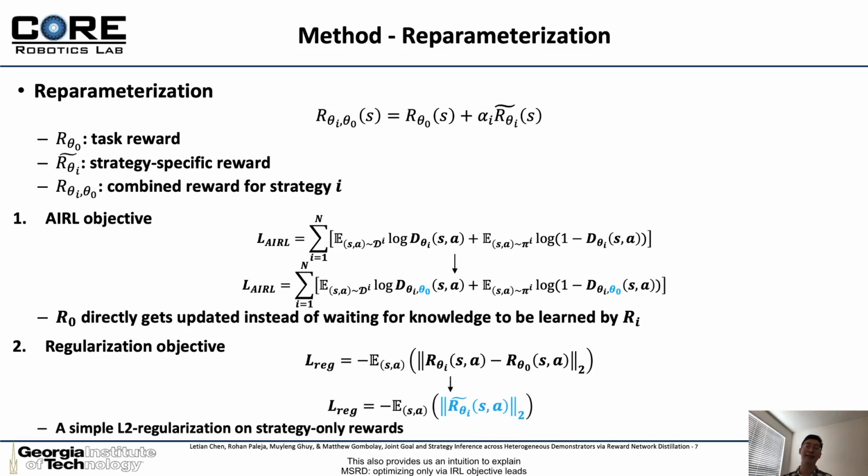This also provides us an intuition to explain MSRD. Optimizing only via the IRL objective leads to recovery of a combination of task and strategy rewards. And adding the regularization on strategy reward encourages theta I to encode only the necessary information and share as much knowledge as possible in theta 0.